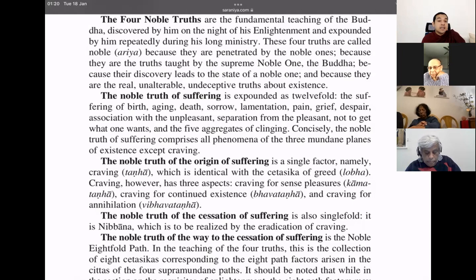Venerable Nyanatiloka has given this definition of Vibhavatanha. I will read it to you. Vibhavatanha: craving for non-existence or for self-annihilation.